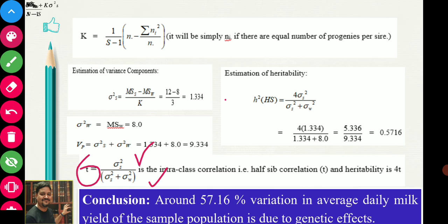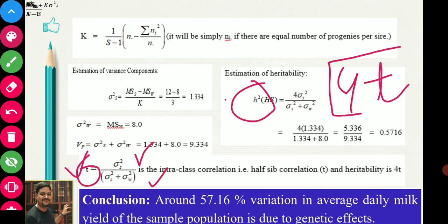So what is sigma square s? It is the sire variance divided by phenotypic variance. Sigma square s plus sigma square w will be the phenotypic variance. This is t, and you know the relationship between the half sib will be 4 times the intra-class correlation. So the heritability by half sib method will be 4 into t. It will be multiplied by 4 because the relationship between half sib will be 1/4.